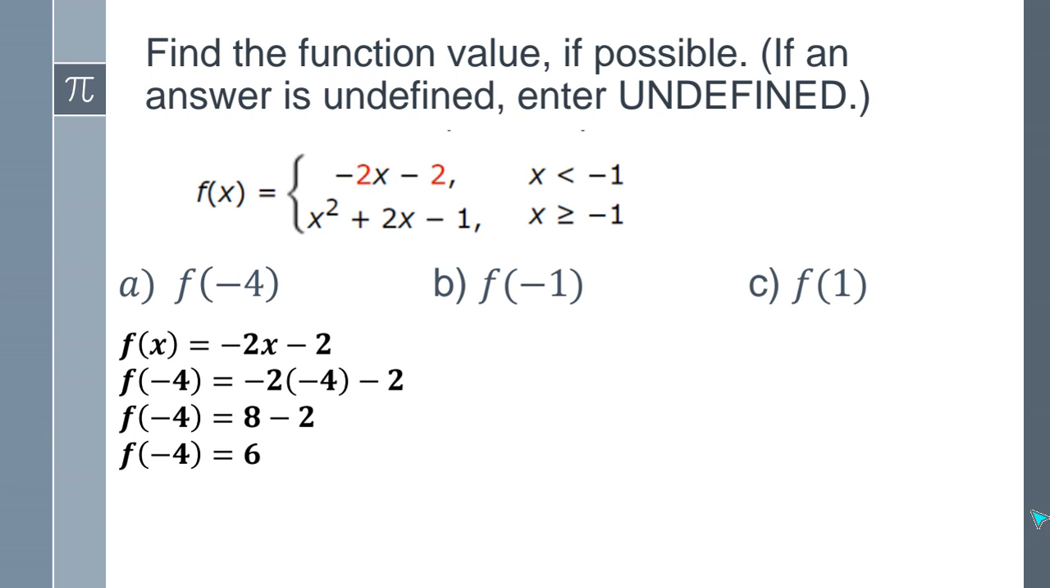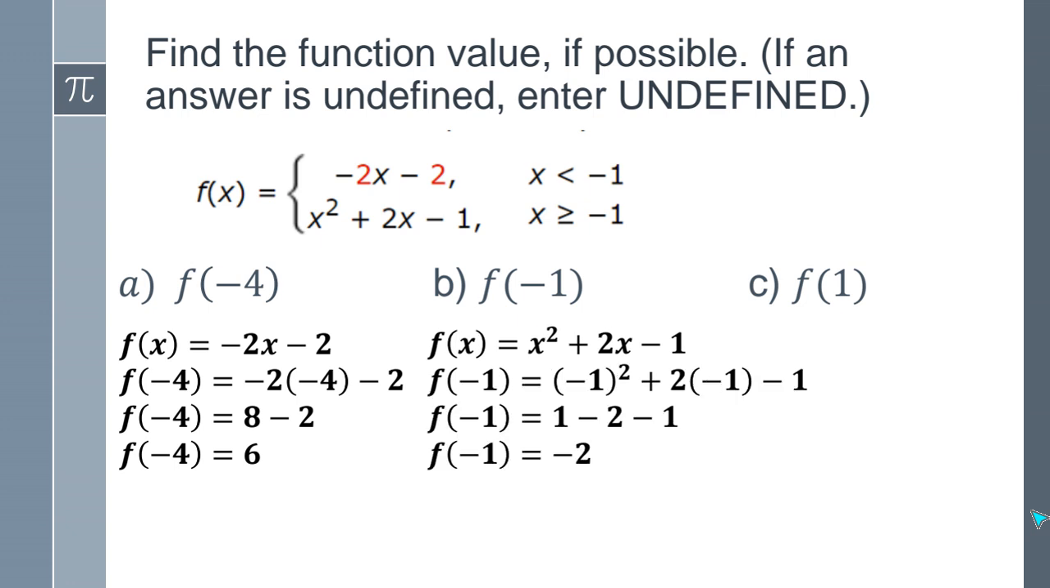Let's do B. Again, we do the same process. Which function does this input, negative 1, belong to? So we go, is negative 1 smaller than negative 1? No, they're the same. But then that means it applies to the second one. Is negative 1 greater than or equal to negative 1? The answer is yes. So I know that negative 1 is only going to be applied to the second function, f of x is equal to x squared plus 2x minus 1. Again, everywhere I see x, I'm going to plug in negative 1. Okay, so here we go.